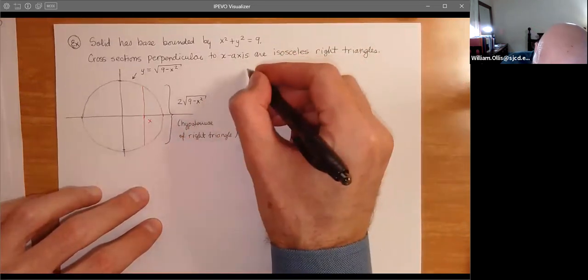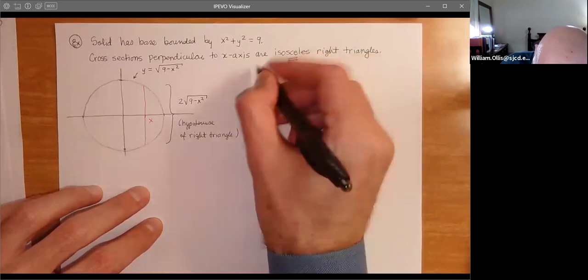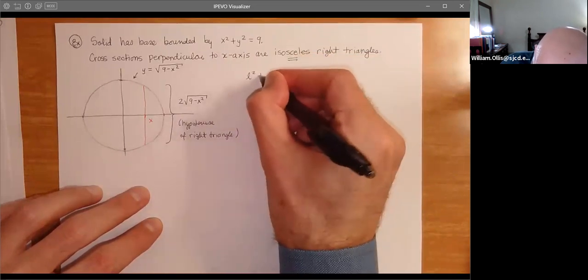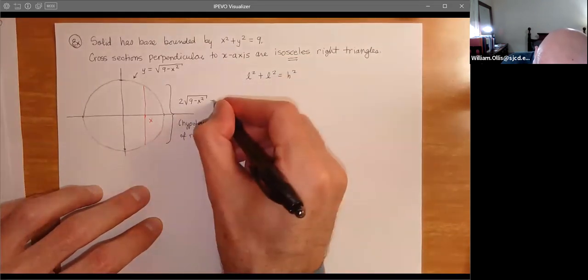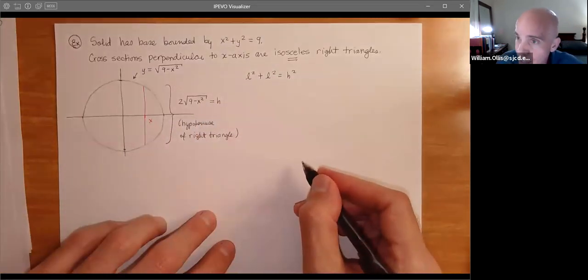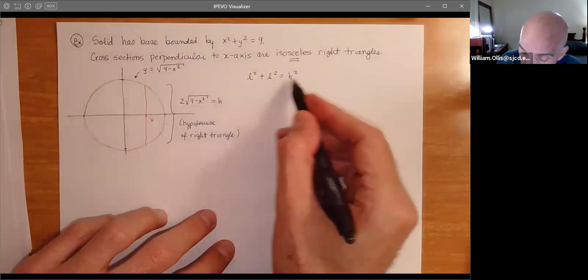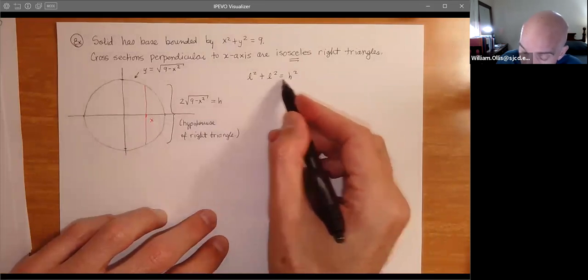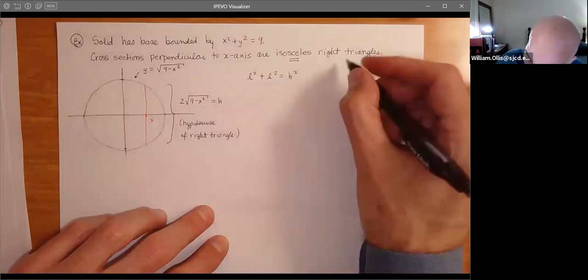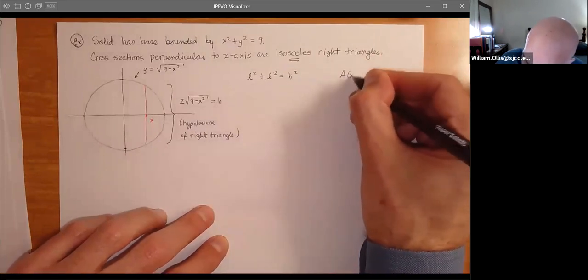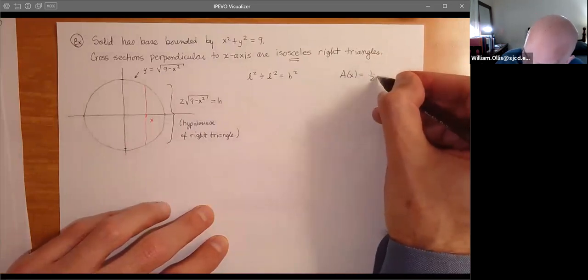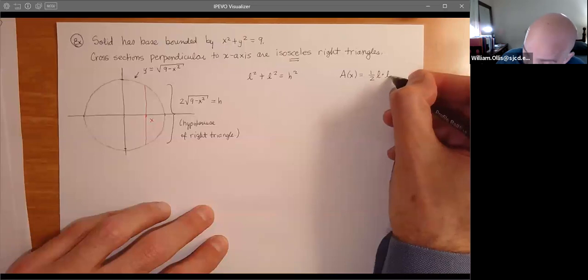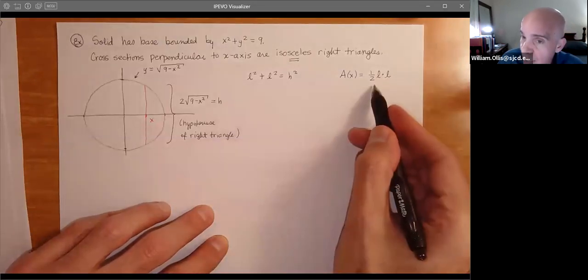So this is the hypotenuse, and it's isosceles. So we're going to have L squared plus L squared equals H squared. So this gives us the H here. Remember that the area is going to be base times height. So when we do A of X, this will be 1/2 base times height. In this case, the base will be the leg and the height will be the leg. So we just need L squared and we just need to hit it with a 1/2.